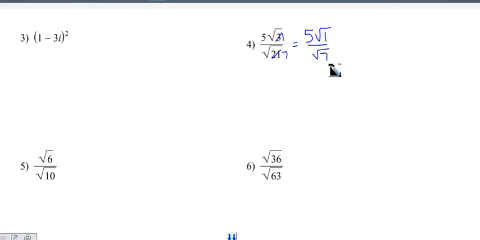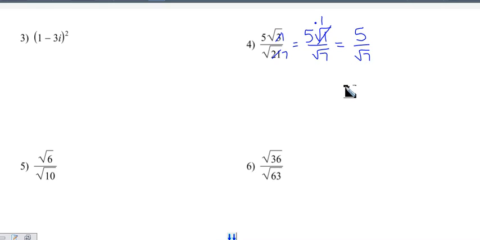Now my problem looks like this. The square root of 1 is a perfect square, and the answer is 1. So I can bring the answer out, and it will multiply with the coefficient in front of my radical. 5 times 1 is 5 over the square root of 7. So this is an example where, after my simplification, I still have this radical in the denominator.